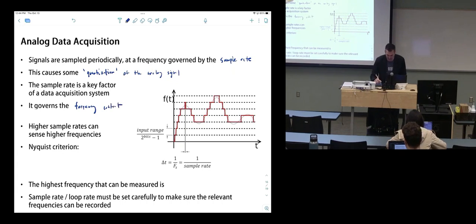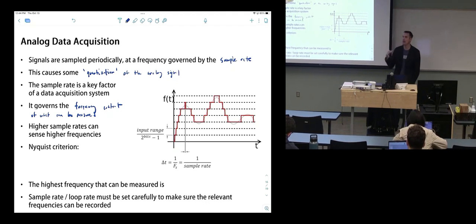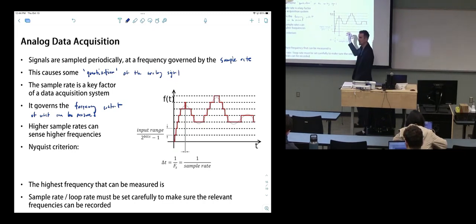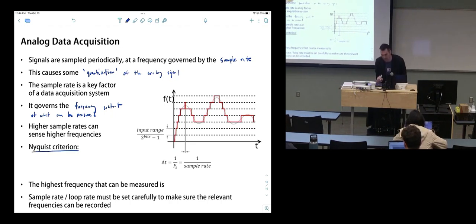The frequency content of what can be measured. In robotics, we're often sampling things that have high frequency content. So fast motions, impacts, those kinds of things, which require a really fast sample rate. Higher sample rates can sense higher frequencies. This is the key concept here. There's something called the Nyquist criterion. The Nyquist criterion says the maximum frequency you can measure is 1/2 the sample rate.